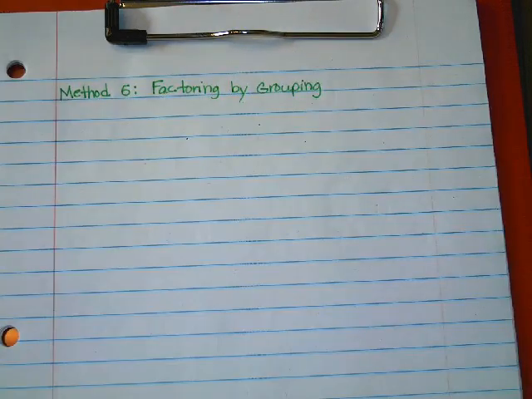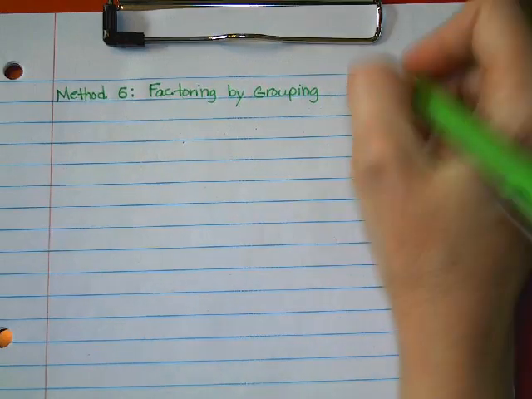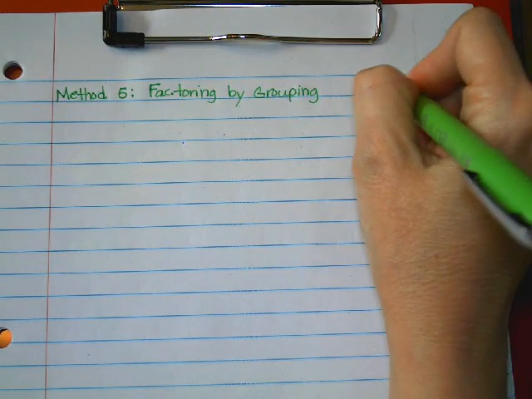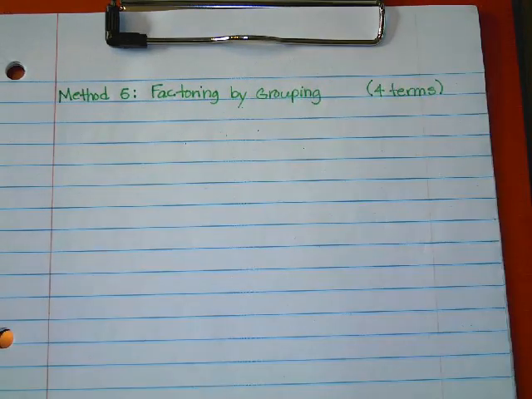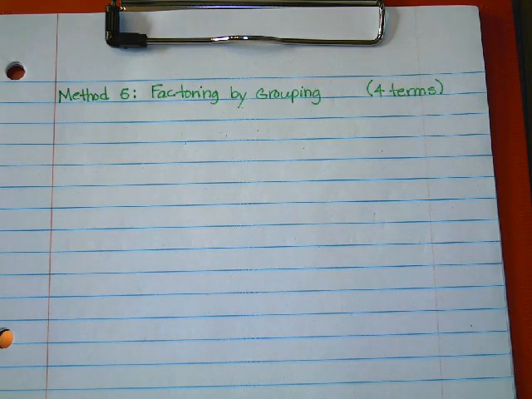To do factoring by grouping, you must have 4 terms. This is what we need to do factoring by grouping. And so I'm going to give you how they show it in your book with examples with variables, and then we'll show it with actual values.